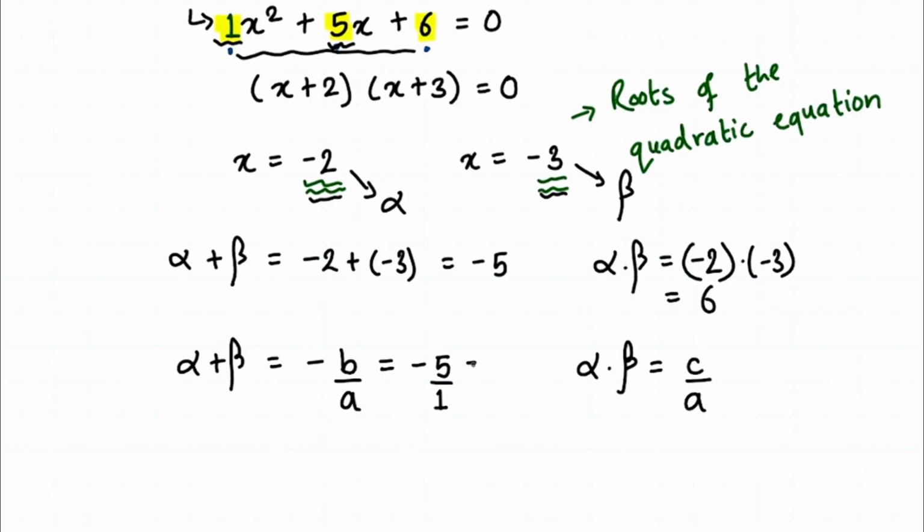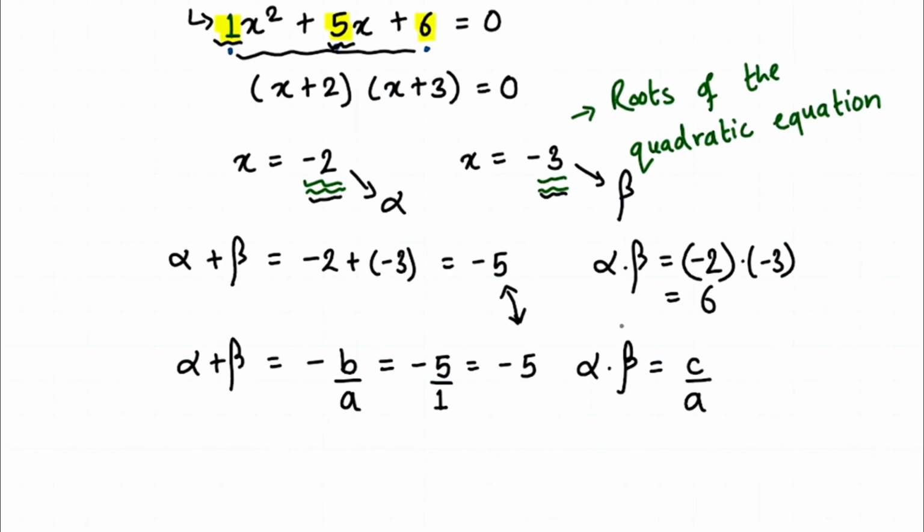And minus 5 divided by 1 is minus 5. And see, the sum of the roots of our quadratic equation is minus 5, right? So in this way, we can directly get the sum of the roots of a quadratic equation instead of solving this quadratic equation and adding the roots.